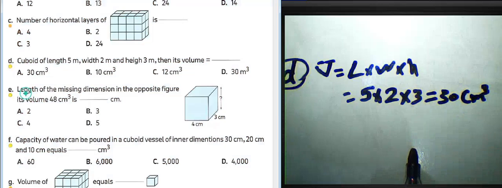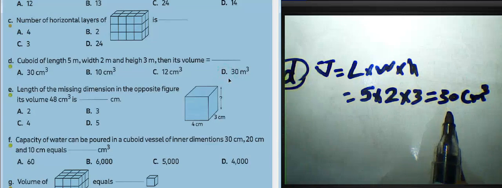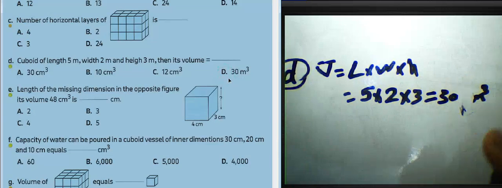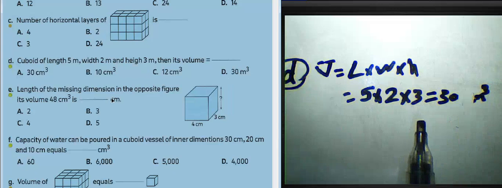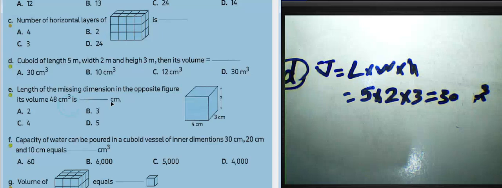So in this example we must choose 30. Where is 30? Letter D. Choose letter D for this example. 30 cubic meters, okay, because the length was in meters. Okay, letter E. The length of the missing dimension in the opposite figure, if the volume is 48 cubic centimeters, is.